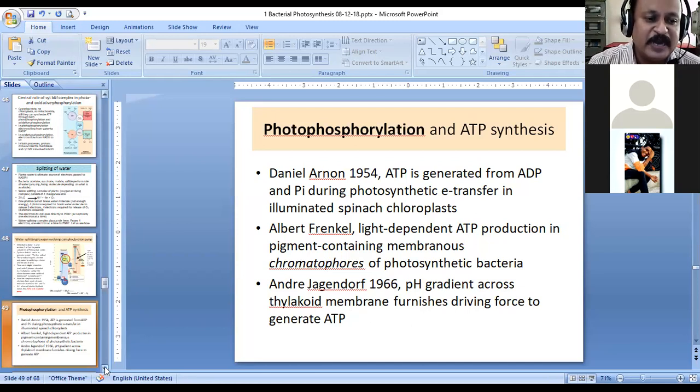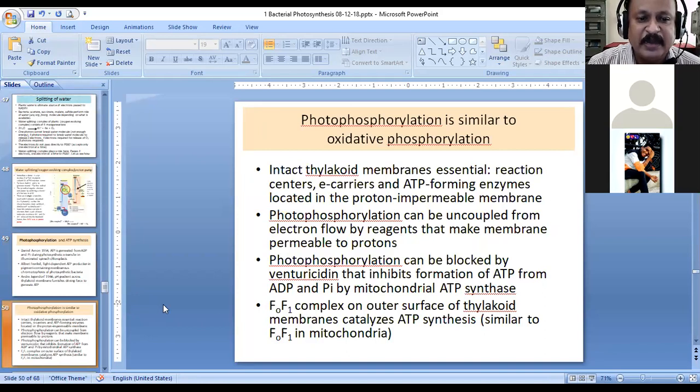So with that we move to the next one, and here it is written that photophosphorylation is similar to oxidative phosphorylation. Both the processes are almost similar. And there are certain similarities which are shown here. For example, intact membranes are essential both for photosynthesis as well as respiration. For example, if it is a mitochondrion producing ATP by oxidative phosphorylation, in that case also the mitochondrial membrane must be intact. And in photosynthesis in the plants also, the thylakoid membranes must be intact.